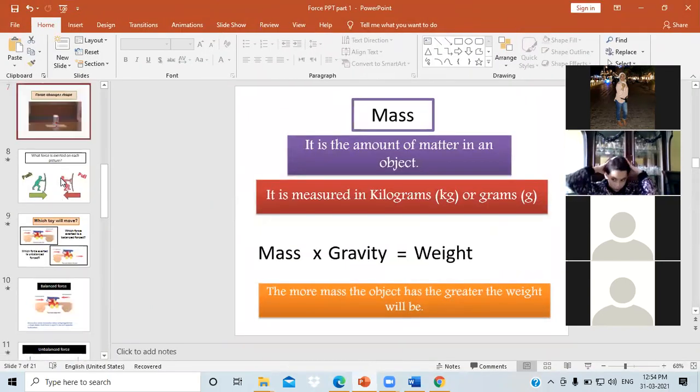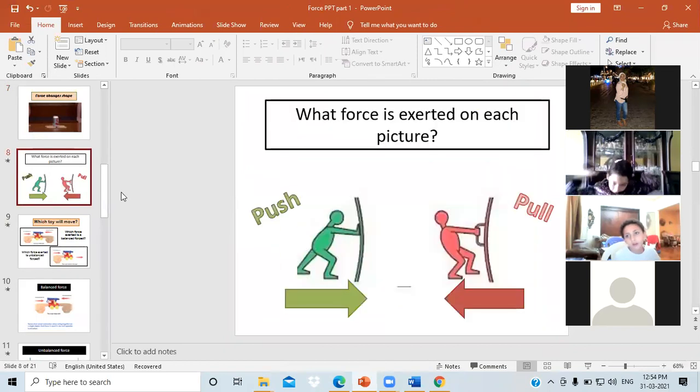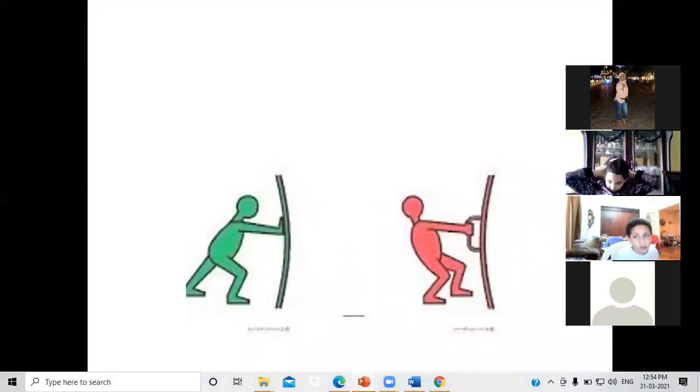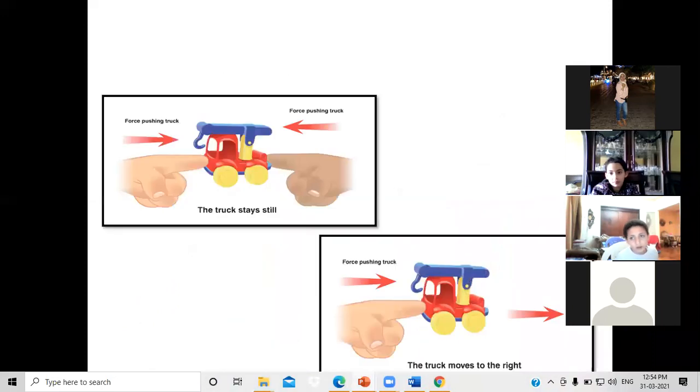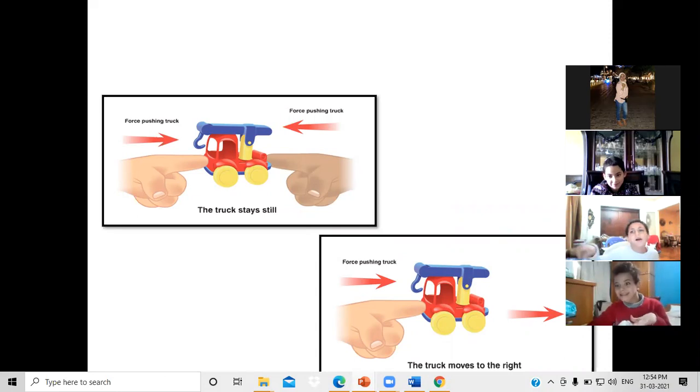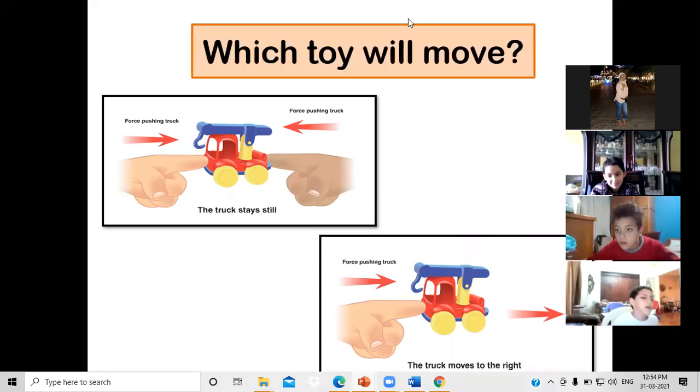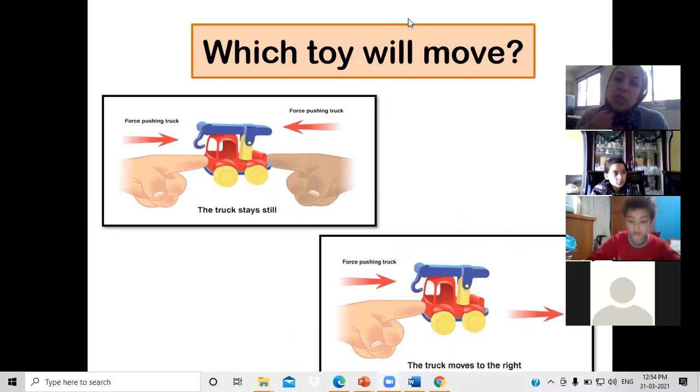All right. So yesterday we were talking about the pull and push forces. Please mute your mics, all of you. And we were talking about the balanced and unbalanced force. And we said the difference is that one of them causes movement and the other doesn't cause a movement.